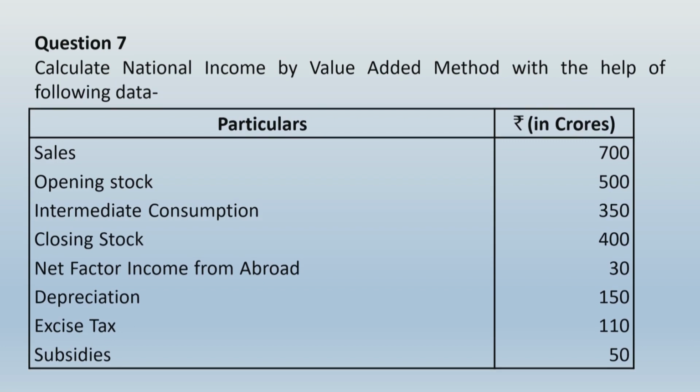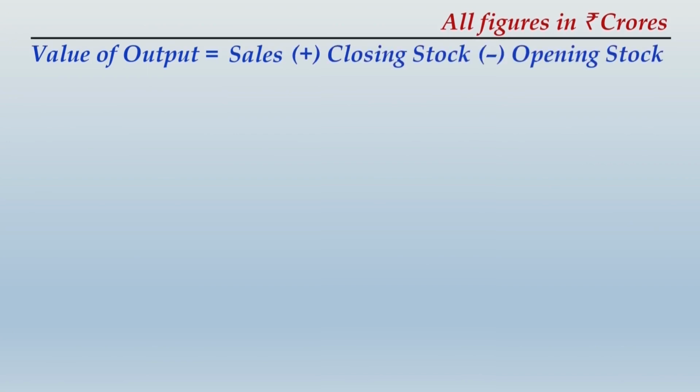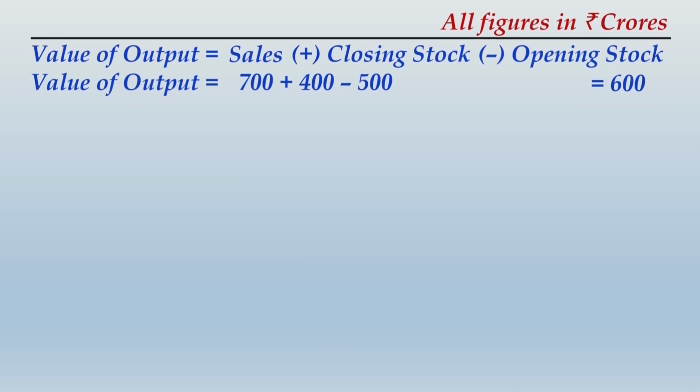Alright friends, I have given you enough opportunity to try out the calculation. Let me now show you the solution and see whether you could do it correct or not. Because we have been asked to use value added method, we go with the value of output, that will be sales plus closing stock minus the opening stock. So the value of output will be 700 plus 400 minus 500, it comes to 600.